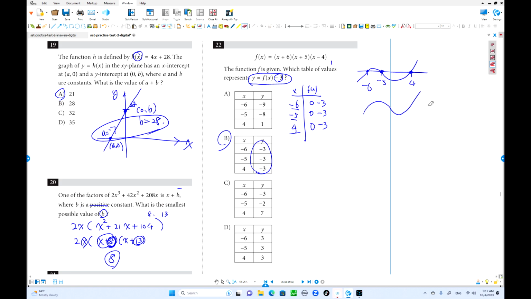Okay? So this point is still negative 3, this point also negative 3, this point also negative 3, okay? Move down.